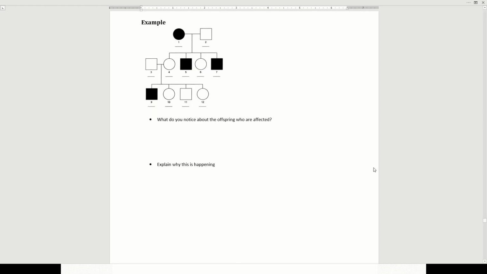So what do you notice about all the offspring that are affected? They're all males. Explain why this is happening. Well, this is probably going to be sex-linked, and the boys only have 1 X chromosome. The fact that their mom had it makes it even more likely because their mom gives them that X chromosome, and then the dad gives the Y, so there's no backup. So it's a 100% chance that all the boys are going to have it if a mom has it, and it's sex-linked.